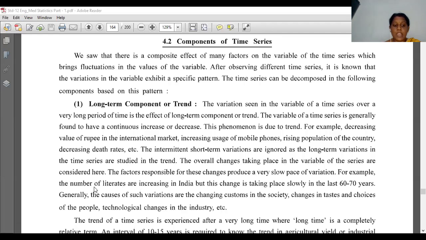For example, the number of literate people is increasing in India, but this change is taking place slowly over the last 60 to 70 years.